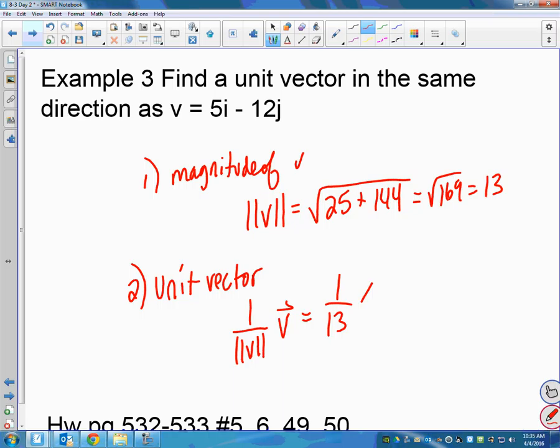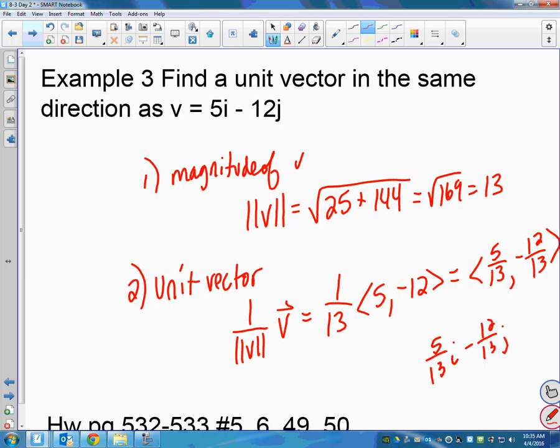We could totally write it in component form really easily if we could just pull that out and say it's 5 and negative 12, which you can kind of see very easily. The shortcut here is you just take each component divided by your magnitude. So my new components would be 5 over 13, negative 12 over 13. Or if you want to keep it in ij form, that's just 5 over 13i minus 12 over 13j. And what we've done is we've kept the same direction, but we've changed the units.